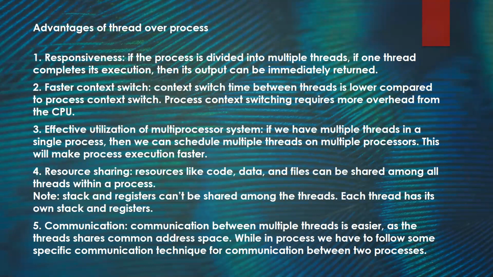Number 3, effective utilization of multiprocessor system. If we have multiple threads in a single process, then we can schedule multiple threads on multiple processors. This will make process execution faster. 4. Resource sharing. Resources like code, data, and files can be shared among all threads within a process. Note, stack and registers can't be shared among the threads kasi each thread has its own stack and register. Ayan. So, yun lang yung hindi nila pwedeng i-share, yung stack and yung register.